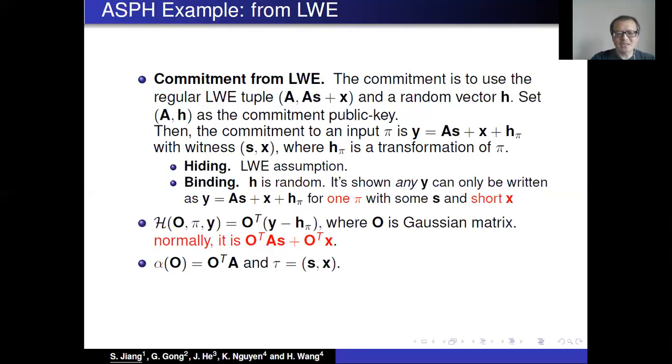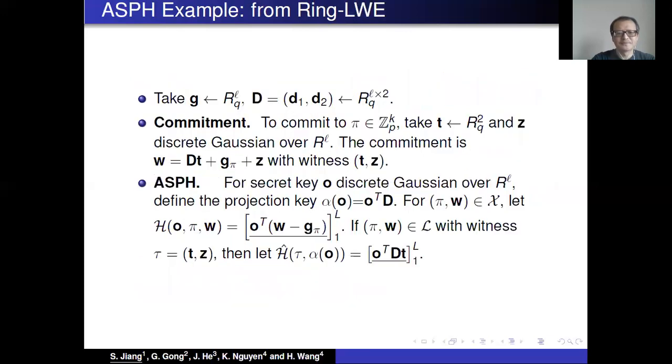For the witness, tau equals SX, and the approximate hash with input tau and alpha O is equal to O transpose times AS. So this is approximately equal to the projective hash because O is Gaussian and X is short, so O transpose times X is short. This is the similar version for the ring LWE case. Even though this looks similar, it's quite different in the technical argument.